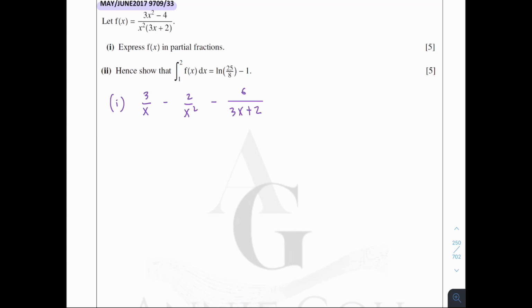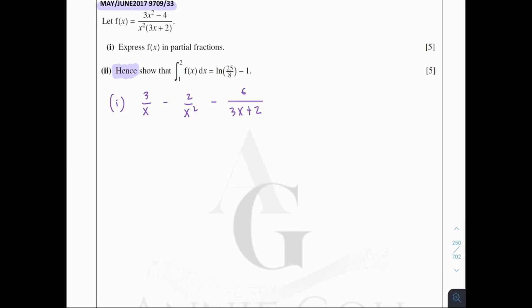For the second part, have a look at the question here. Take note of the word hence. When you see the word hence, it means it's related to the previous part. So hence, show that the integration of the function from 1 to 2 is given by this answer. The answer is already given here, so we just need to prove this answer. What we need to do here is, instead of integrating f(x), we should integrate our partial fractions.